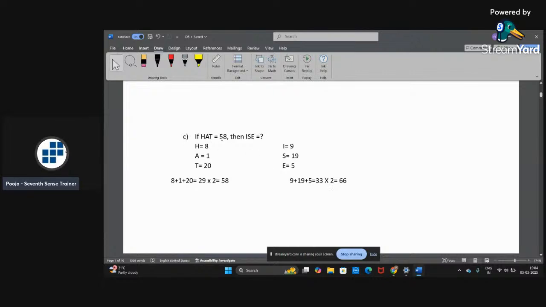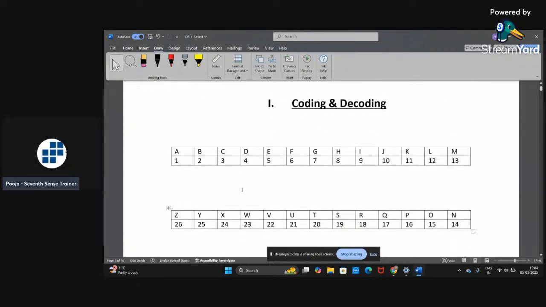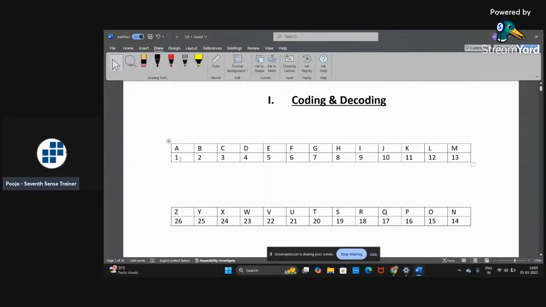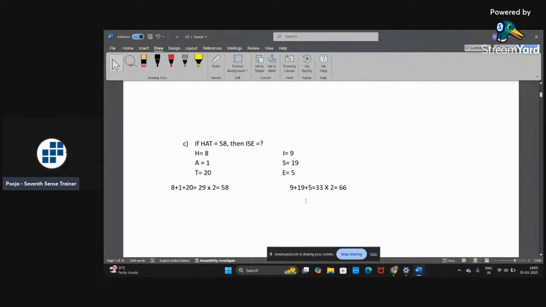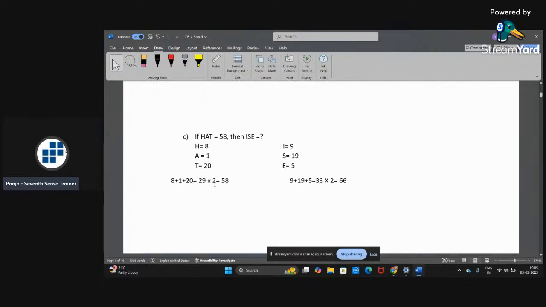Here the word hat is equal to 58. First we have to find how it is 58. We take each alphabet's number based on this table. For H it is 8, for A it is 1, for T it is 20. I have written that here. Then we have to add the numbers. After adding we get only 29, but here they have given 58. So we have to check in every possible way. To get 58, we need to multiply by 2. The same logic we need to apply for this ISC.